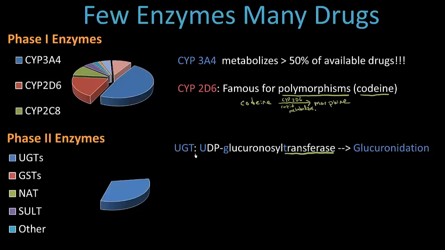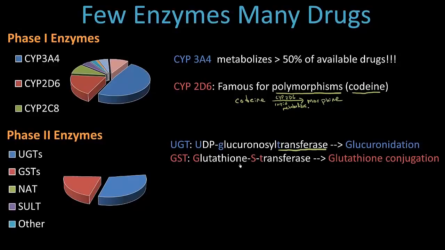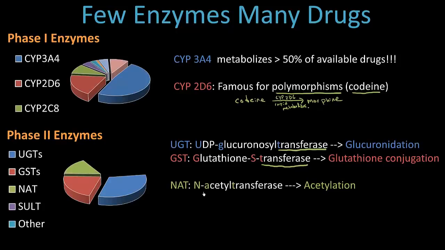Now we have other enzyme names. What is GST? Well, GST is glutathione S-transferase. As the name implies, we are transferring a glutathione onto a molecule. And that process is called glutathione conjugation. How about NAT? You should know this one. We mentioned it last time. This is N-acetyltransferase. It does acetylation. And SULT, sulfotransferase. I just want you to get familiar with the names of the enzymes and how they work. And then we have a couple other ones here that I'm not going to mention right now.